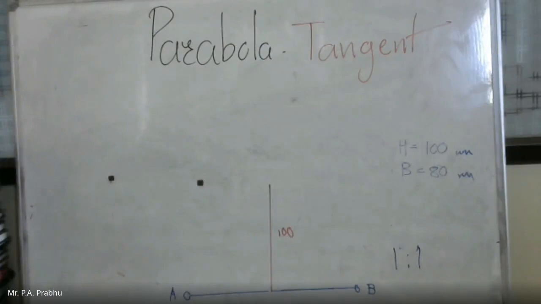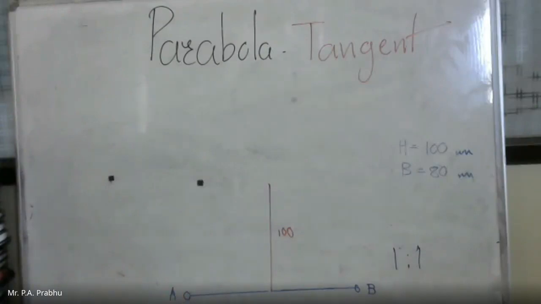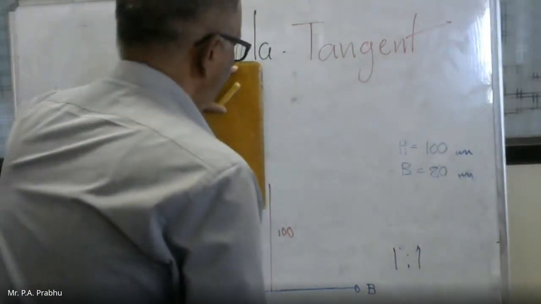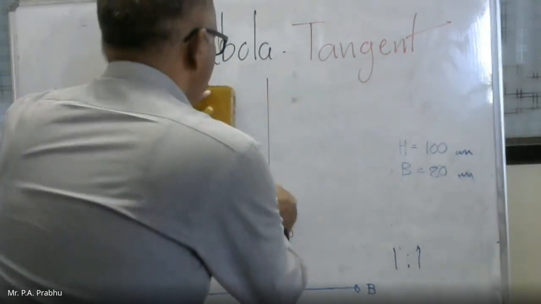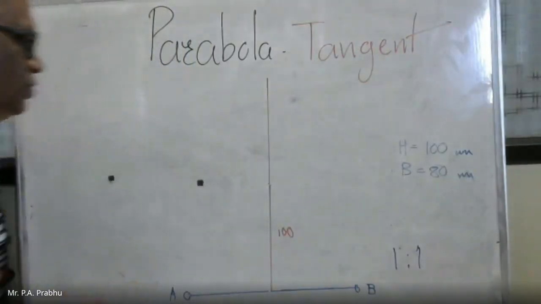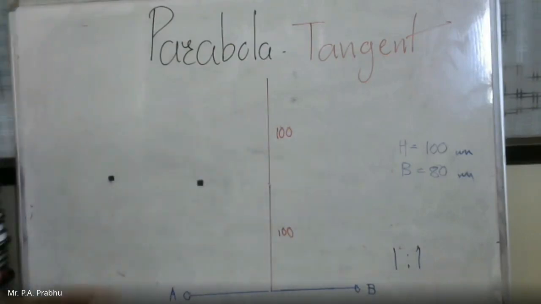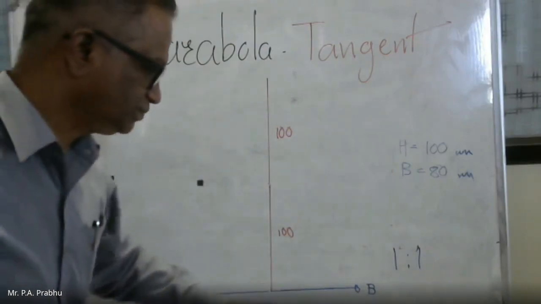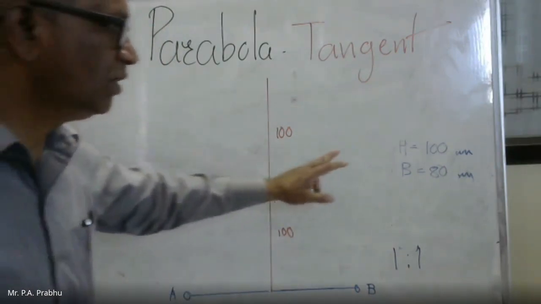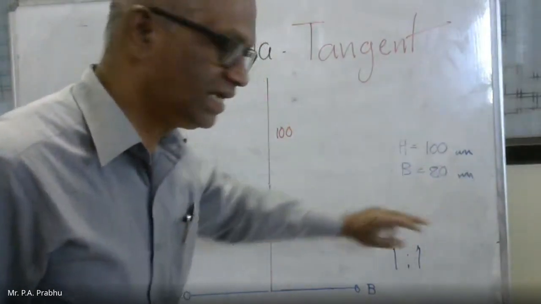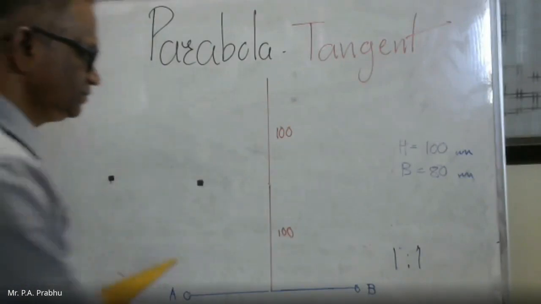Okay. Now, see, if you have marked 100 mm here, extend this line and again mark the 100 mm. So, the total length will be 200 mm. So, draw the given base, draw its perpendicular bisector, and mark the distance equal to double the given height. So, height is given 100 mm, so mark the total length 200 vertical. Okay.